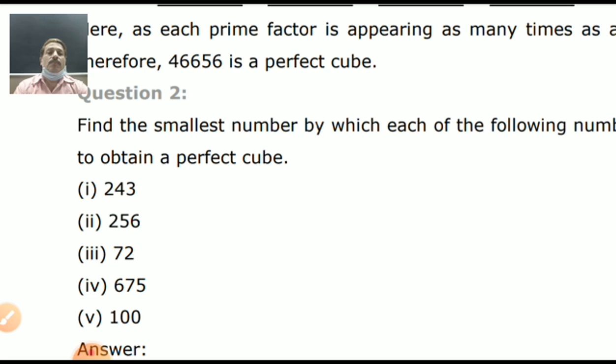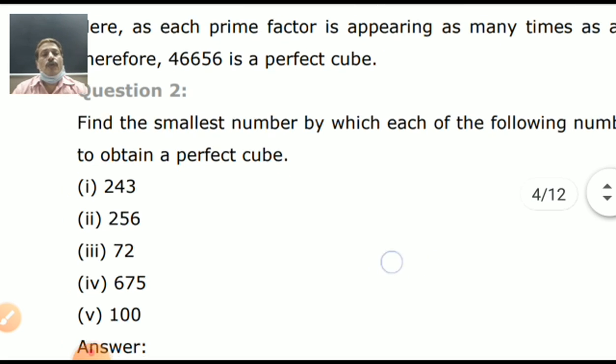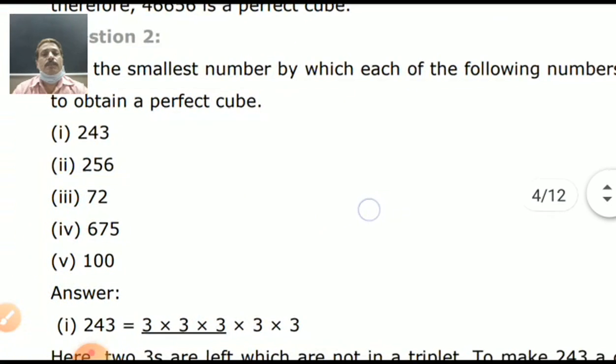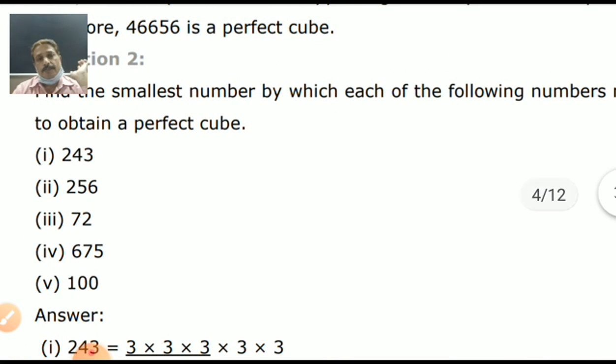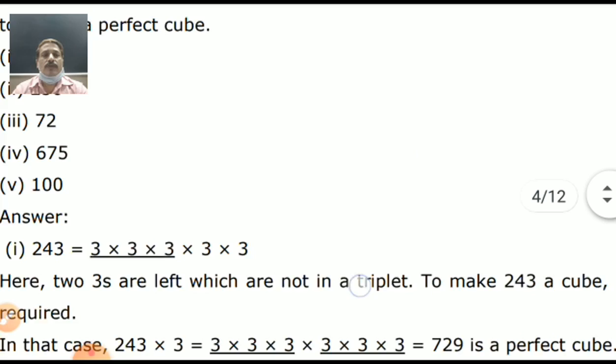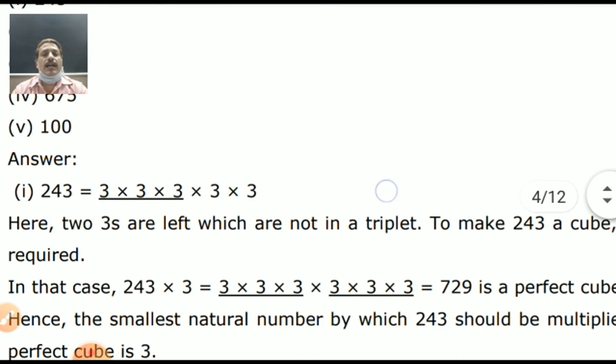Find the smallest number by which each of the following numbers must be multiplied to obtain a perfect cube. Which number do we have to multiply, so that with 243 we get a new number which is a perfect cube? For that we should find the prime factorization of 243. Yes, my dear student, no need to do the division here. Directly you can write the answer: 3 into 3 into 3 multiplied by 3 into 3.